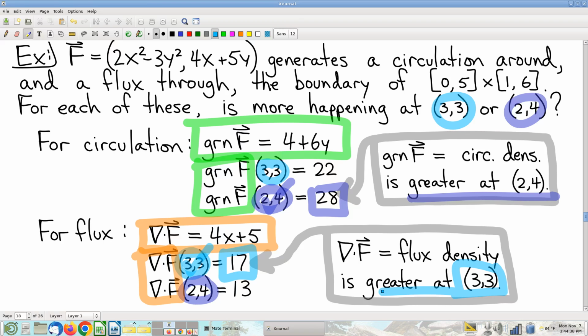So you might say that this gives you some sort of geometric intuition for what the vector field kind of looks like. Not that this is going to help us draw the picture exactly, but this point 2, 4 is more circulation-y and less fluxy, and this point 3, 3 is more fluxy and less circulation-y. That makes sense to everybody? So, very loosely speaking, of course.